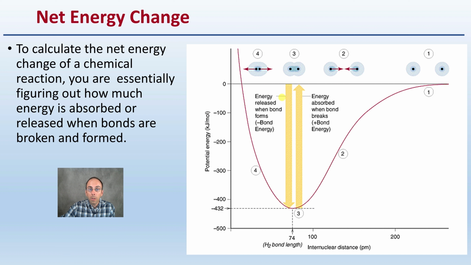So in our little diagram here, releasing energy, we see a drop. That's going to be when a bond forms, and then energy is absorbed when a bond breaks, and that's going to increase the bond energy here. So we can see how this changes as these chemical reactions are occurring.